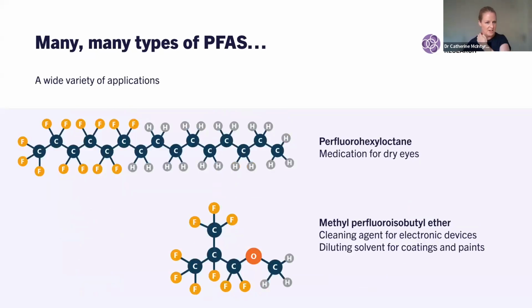So continuing our exploration of the many types of chemistries of PFAS. These are 2 more examples. So they're not just those particular carbon chains. This compound, only half the carbons are fluorinated. This is a common medication for dry eyes. And then this short branched one here is a cleaning agent for electronic devices or a diluting solvent for coatings and paints. So with the different structures, you'll get different applications and different types of PFAS.